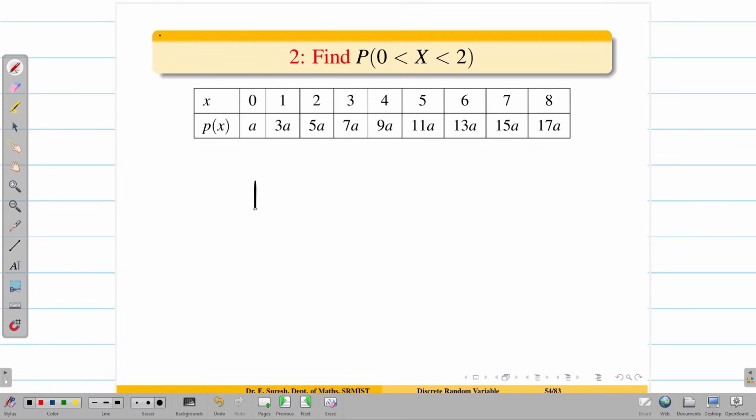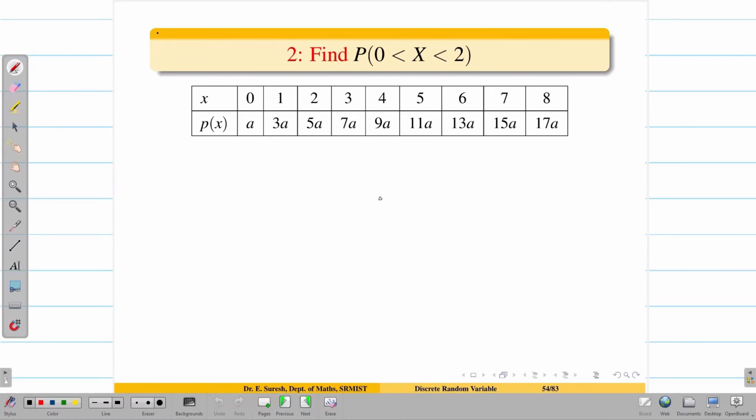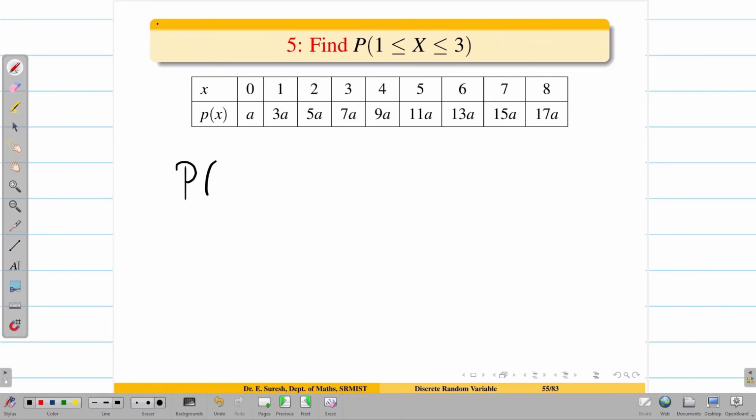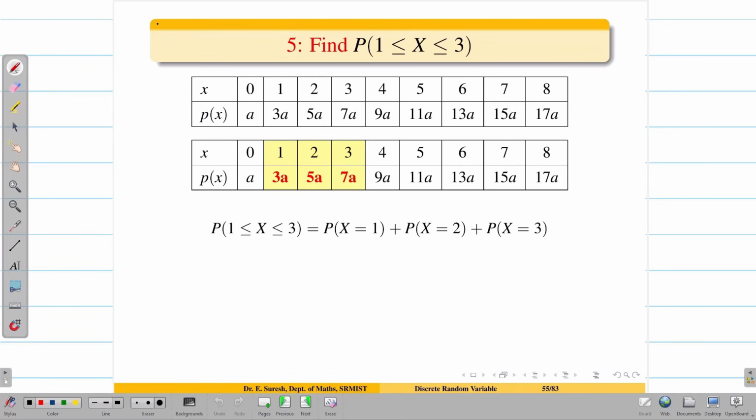Next, what is the probability of X lies between 0 to 2? We have only one data in between them, that is probability of X equal to 1, which is nothing but 3A. We write 3 by 81. Next, probability of X lies between 1 to 3. Here we have less than or equal to, so we have to include 3 as well as 1 and then 2. Probability of X equal to 1 plus probability of X equal to 2 plus probability of X equal to 3 will give you the solution, that is 3A plus 5A plus 7A, which is 15A. So 15 by 81 is my answer.